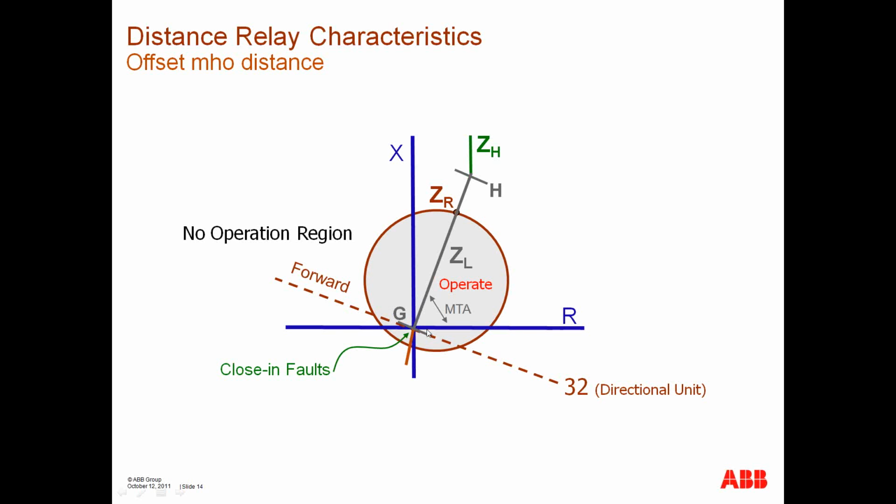This characteristic is referred to as an offset mho distance characteristic, where you have a set forward reach and also a set reverse reach that looks in this direction. And it also needs to be directionally supervised to avoid tripping for faults that may be in this region back here.